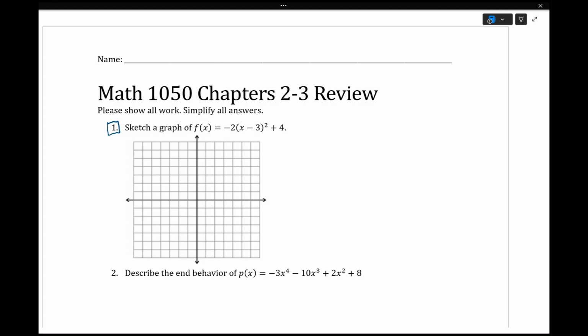sketching quadratics. Now, to sketch a quadratic, an important thing to remember is what the basic quadratic looks like. It has a vertex at 0, 0. So I'm going to note that in black is q of x equals x squared. So we have a vertex at 0, 0. And then it goes over 1, up 1, since 1 squared is 1.